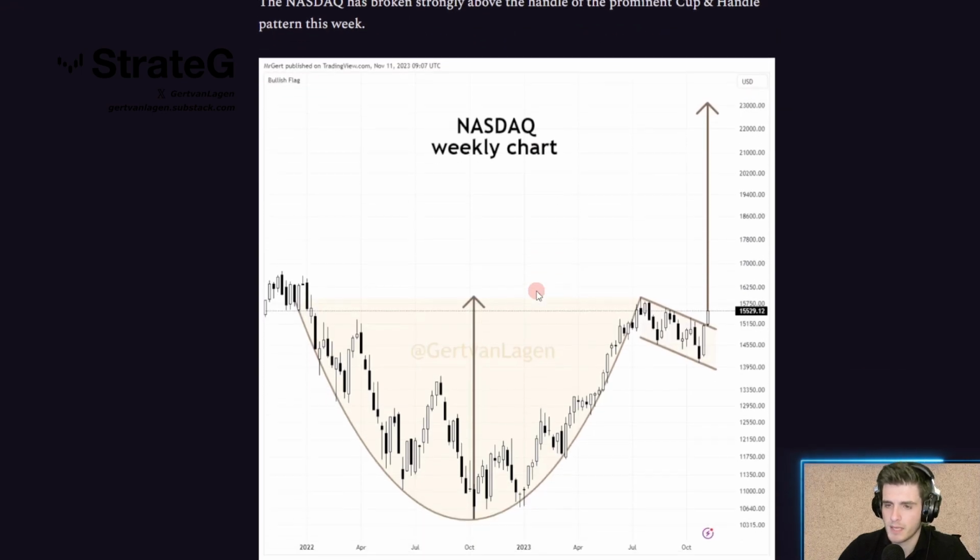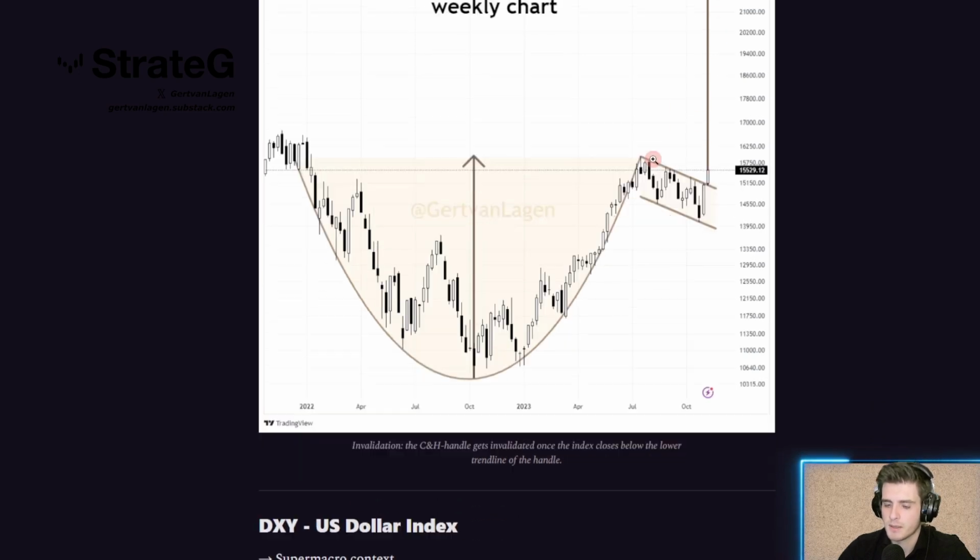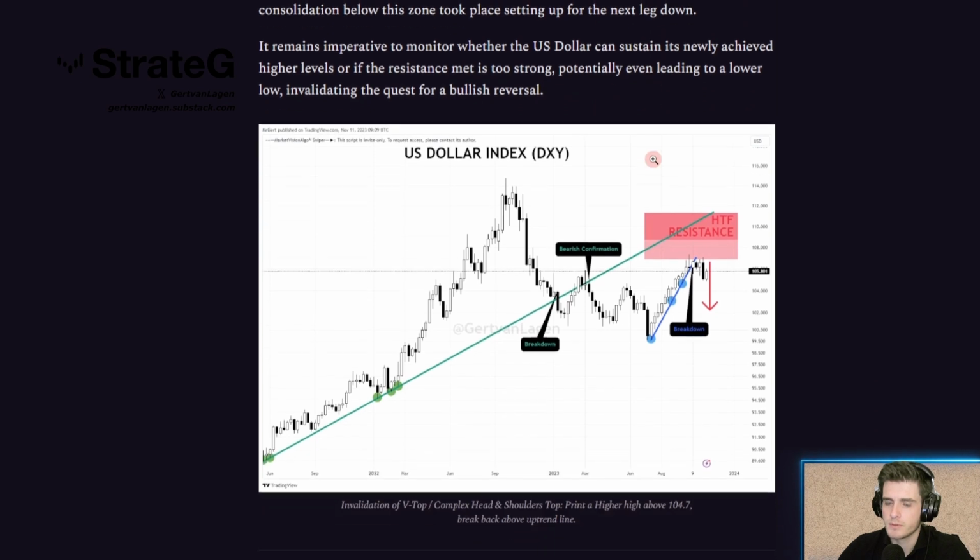Okay, then we have the NASDAQ, the top 100. Also a very nice cup and handle, and it has broken above the handle with a large green candle last week. So, and it's continuing its course this week. Also a very high target for the NASDAQ. Then let me move to the dollar.